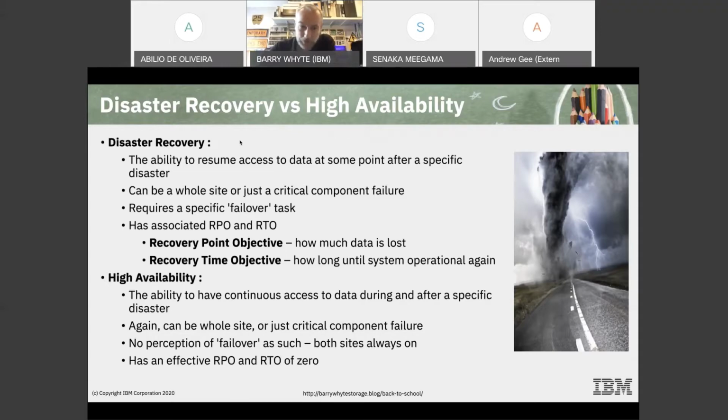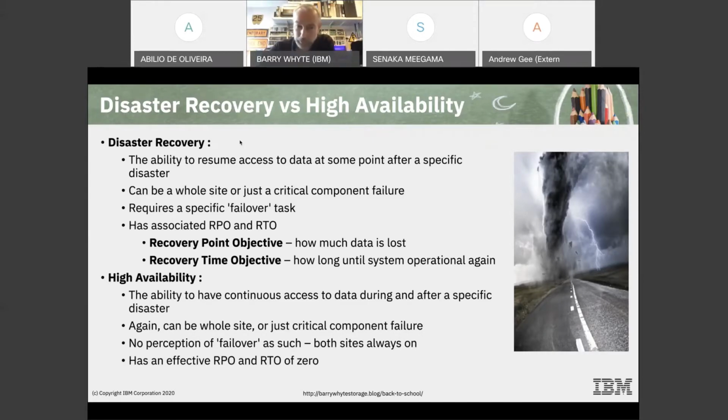To that end, there's usually two different metrics associated with all of these. One of them is your recovery point objective, and the other one is a recovery time objective. The first one, the RPO, is how much data have we actually lost? If you have a point in time copy of data, then it would be anything that has happened since that point in time that you've actually lost. Different types of disaster recovery can have different RPOs associated with them.